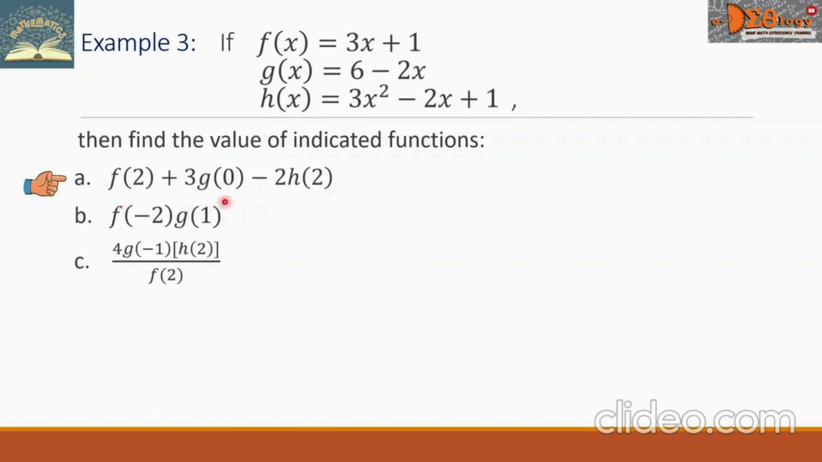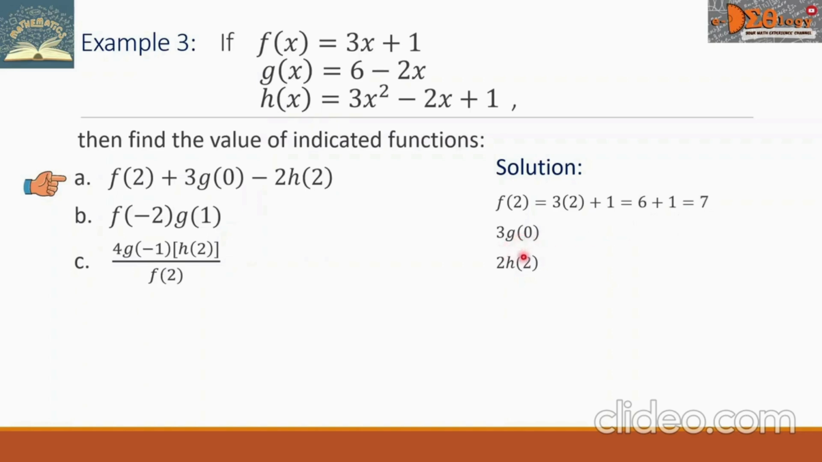We're going to evaluate each of these functions. So we have f of 2, 3 times g of 0, and 2 times h of 2. Let's begin with f of 2. Our f of x is here 3x plus 1. So f of 2 equals 3 times 2 plus 1. 3 times 2 is 6, plus 1 equals 7.